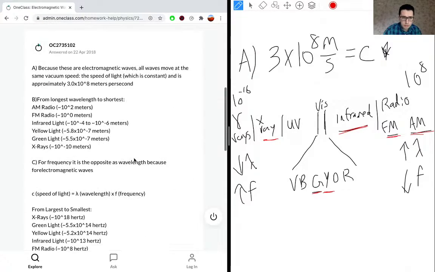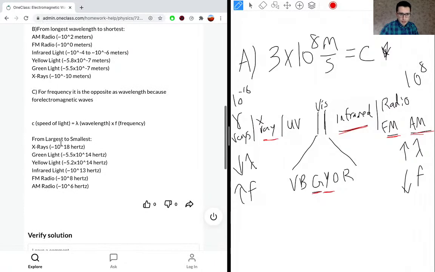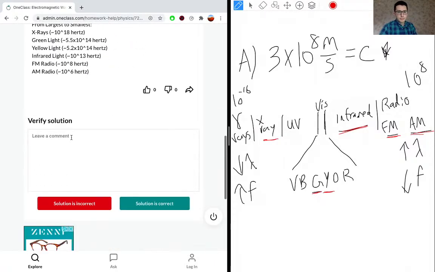So let's look at the solution. The correct solution presented by the student for A, and then for B, from longest to shortest, AM first. They follow the same format, and then frequency is just the inverse, largest to smallest. So the solution is correct. Excellent work.